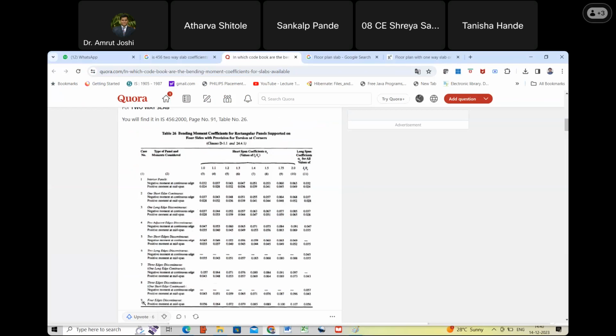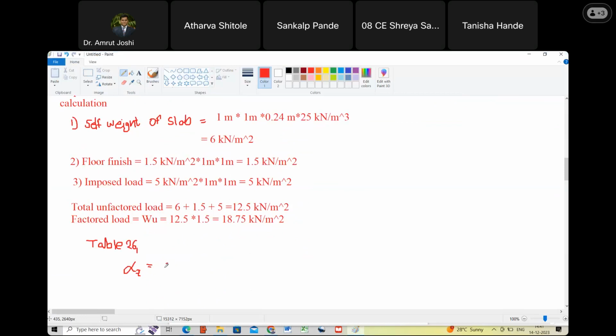So refer to the ninth row. Our Ly by Lx ratio is 1.25, which is exactly midway between column number 5 and column number 6. So short span coefficient alpha x is 0.072 and 0.079. Midway between them is 0.0755. So therefore alpha x is 0.0755. Are you with me?